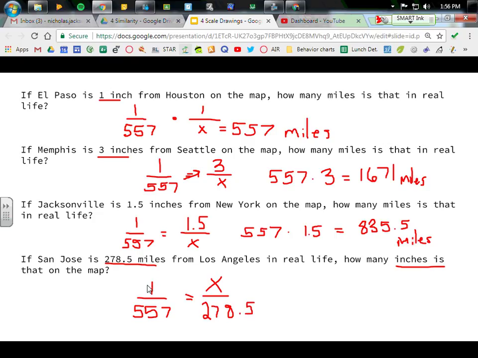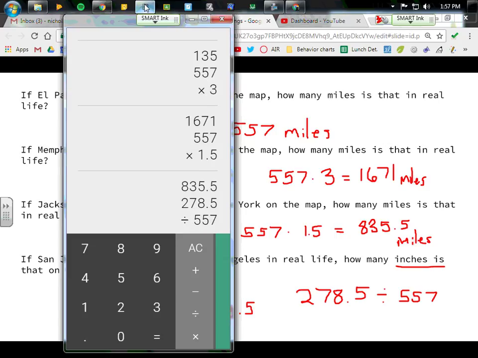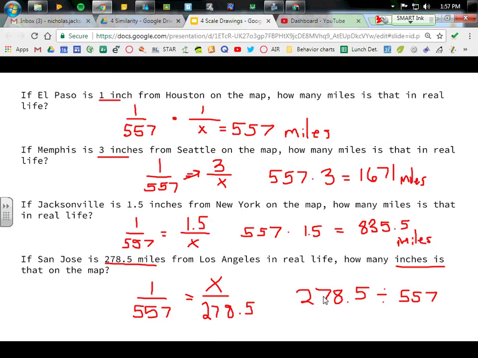So what we would do then is we would cross multiply and divide just the same as we have been. So 1 times 278.5 is 278.5. So you can kind of skip that step. So 278.5 then, we are going to divide by 557. 278.5 divided by 557 is going to give us a half an inch, 0.5 inches.